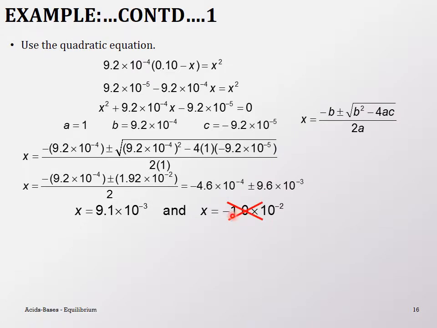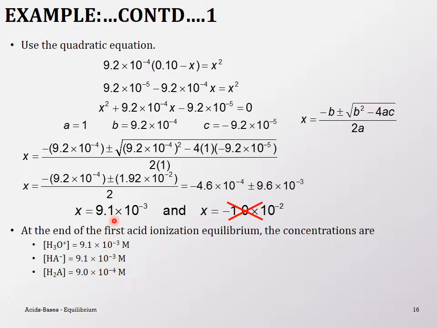And you know that X cannot be a negative value, so this is going to be your value for X. Remember what X is. X is the hydronium ion concentration. Okay, so which means that at the end of first ionization, your hydronium ion is 9.1 times 10 to the negative 3. The conjugate base is 9.1 times 10 to the negative 3. And the concentration of the acid is also given to you, which was what you started with.